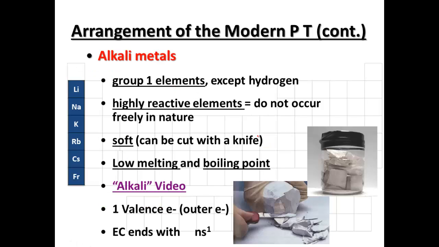Our alkali metals are going to be known as group 1. Notice that hydrogen technically is not an alkali metal, even though it appears up there on our table. We'll talk about that later. Lithium, sodium, potassium, rubidium, cesium, and francium are all our group 1 elements.